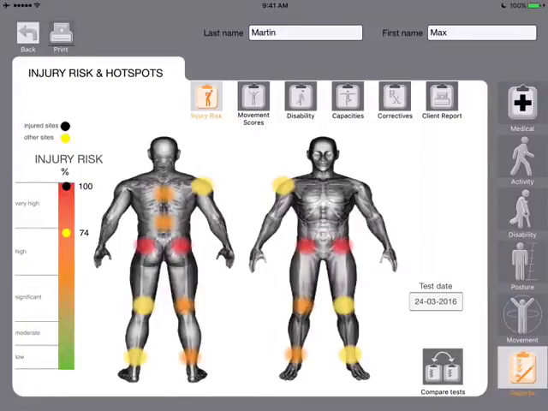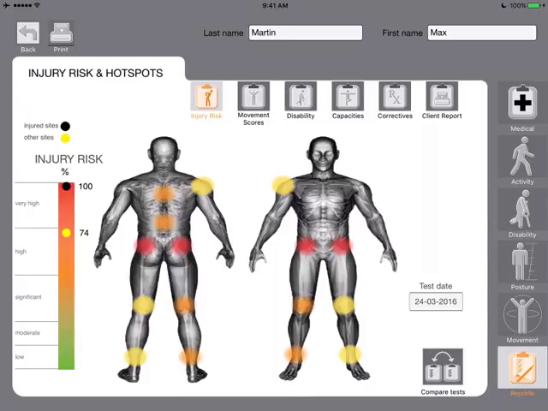Hi, this is Max Martin from MovementScreen, and I wanted to use this opportunity to take you through the results that you will get once you've collected all the information through the screening and assessment process with a client, so that you can better understand what the outputs of the MovementScreen software are. So what do the results actually mean?